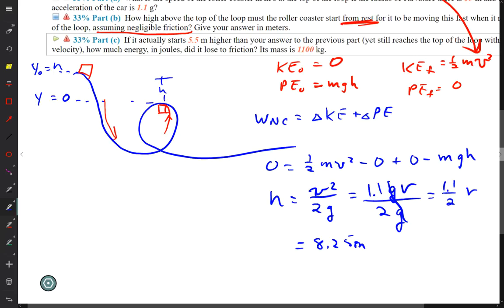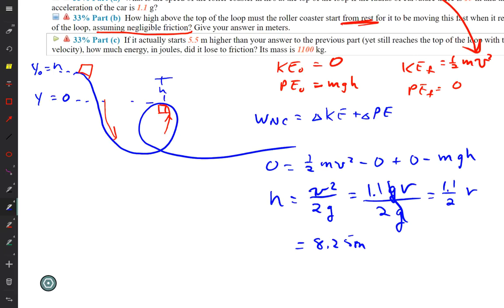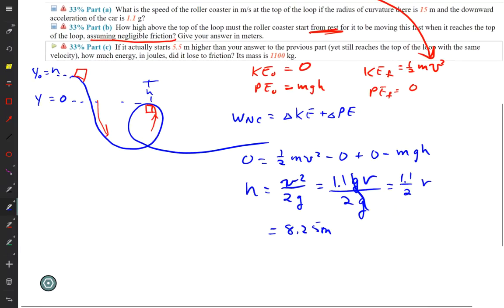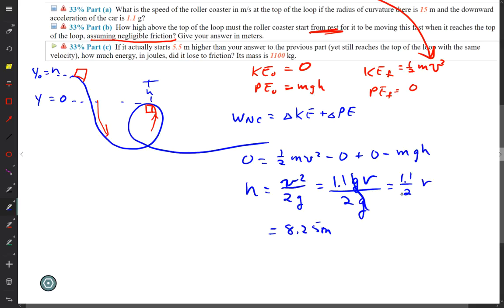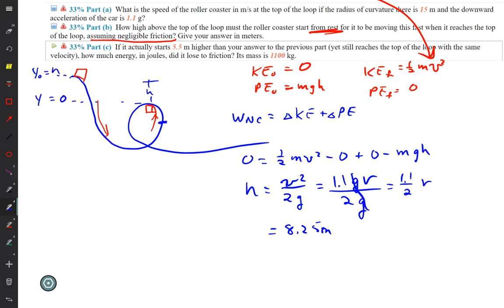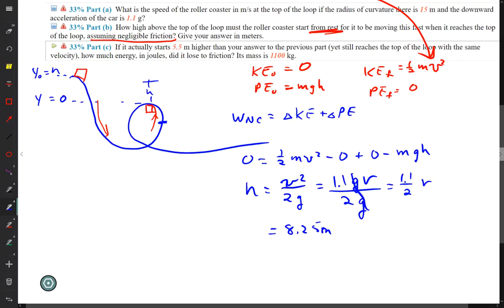So now I know it has to start 8.25 meters above the top of the loop to have the speed necessary to give it 1.1 Gs. And then the final part of the question says, it actually starts 5.5 meters higher. Oh, then my answer. If it's 5.5 meters higher, what happens? If instead of 8.25, it's only 5.5? Yeah, it doesn't make it up. It'll come up somewhere like this and then go back down. And that's not as fun. But it says it's 5.5 meters higher than that, and that it loses the energy so that it has that speed.